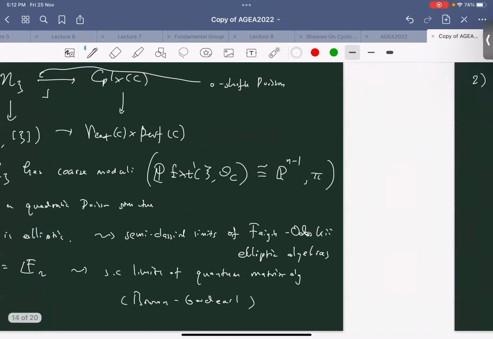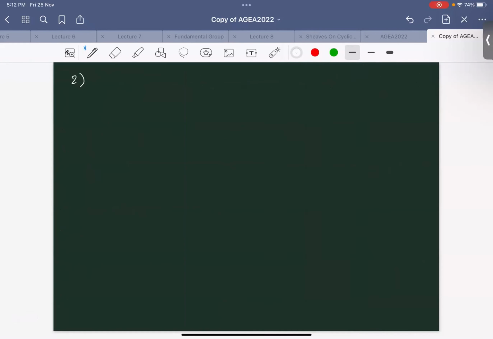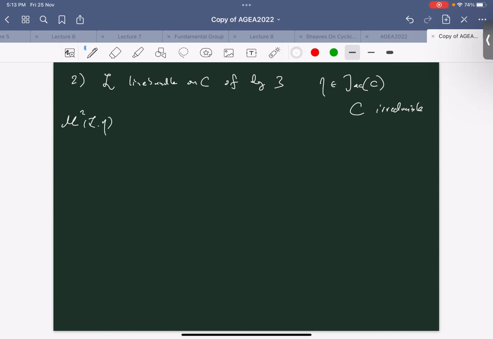Okay, so the next example is non-trivial even at the space level. Let me now fix a line bundle L on C of degree 3. I also fix some point eta in the Jacobian. For simplicity, I assume the curve is irreducible, otherwise the Jacobian becomes a little more complicated. Now I consider a moduli space, which I call M_n(L, eta). It turns out that L doesn't really play a role in the definition. Well, it does, but the Poisson structure does not depend on it.